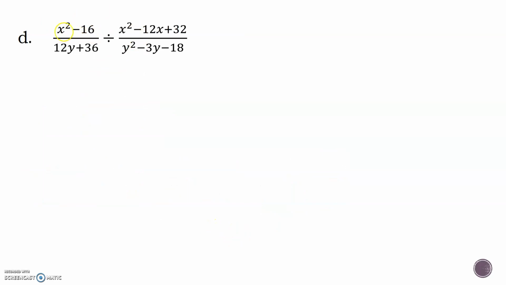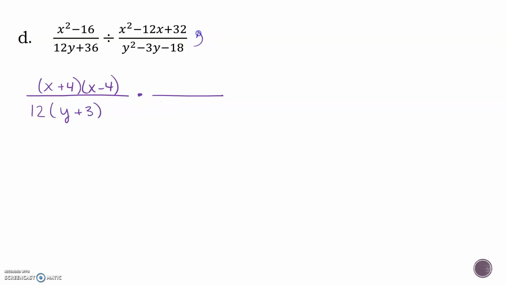Okay, last one, x squared minus 16, that's a difference of 2 squares, x plus 4, x minus 4. The denominator, greatest common factor there is 12 times y plus 3, times, I'm going to flip this fraction around. This would be y minus 6, y plus 3, x minus 8, and x minus 4.